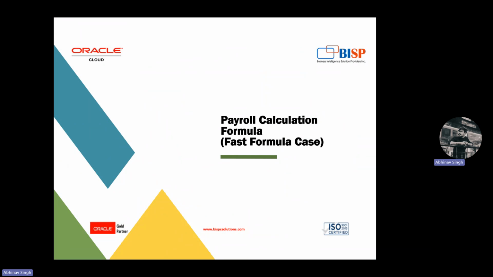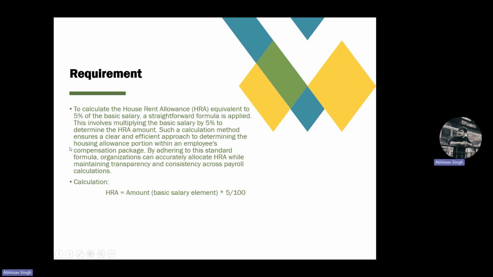Hello everyone. In this video, we are going to write a fast formula for the payroll calculation. Let's move ahead and see our requirements. Our requirement is to calculate the HRA, which is house rent allowance, which is equal to 5% of the basic salary. And below here, you can see the formula written, which is HRA equals amount multiplied by 5 divided by 100.